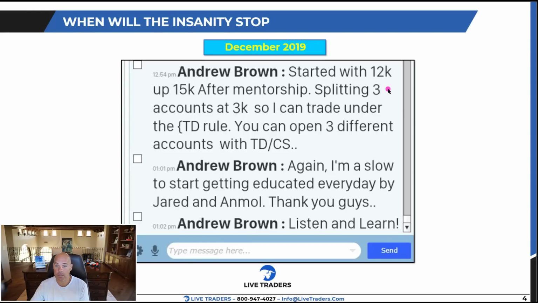And we all know why you split accounts. You split accounts because you don't have the $25,000 to get above the PDT rule, right? So starting with 12 grand, split 3 accounts at 3K, okay? My point, though, is it's possible to do so. It takes a little longer if you don't have the 25K, but this is a prime example of someone who started with, I don't want to call it a broken account, but a non-PDT account, okay?